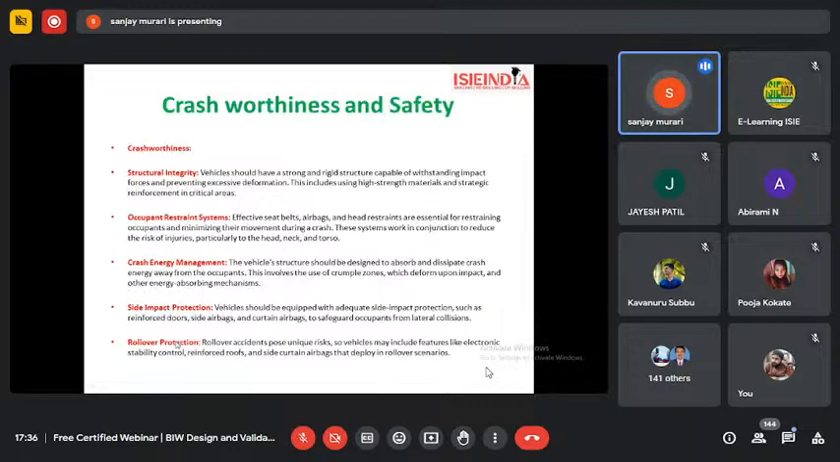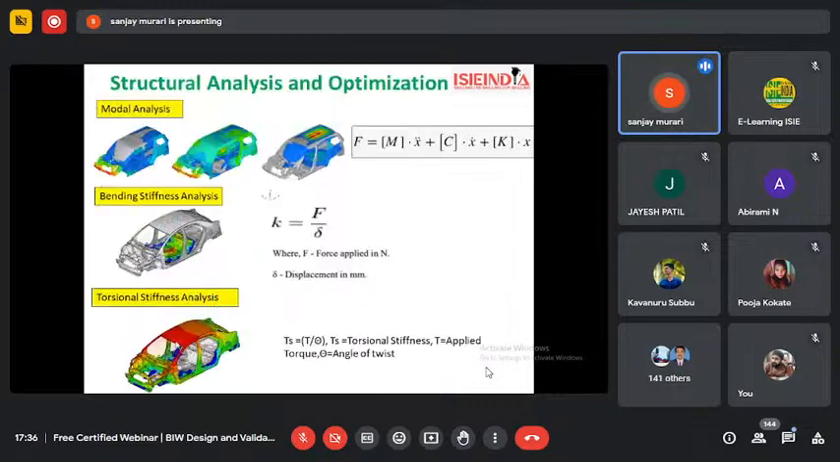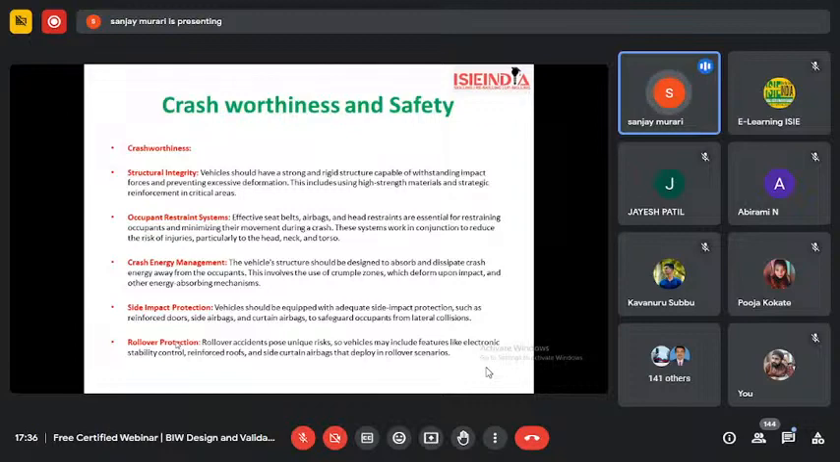So now, the structural analysis and optimization that I talked about was from the durability point of view. And if we see from the crash point of view, there are different points. Whatever points I have mentioned, everything may not be related to the BIW, but certain parts are related to the BIW.